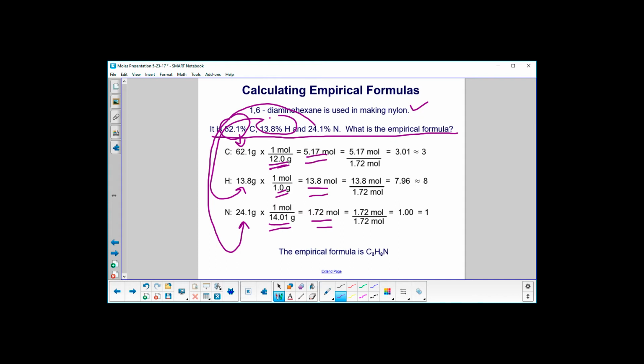Who's the smallest? Is it 5.17, 13.8, or 1.72? It's 1.72. We divide all of the numbers in this column by 1.72, and we get this. The moles cancel, and the ratios we get, carbon is 3.01, approximately 3, hydrogen 7.96, approximately 8, and the nitrogen of course is 1. We're dividing 1.72 by itself. So we have C3H8N1, which is this. We don't have to put the 1 with the N. We can just leave it as N. So that's the empirical formula.